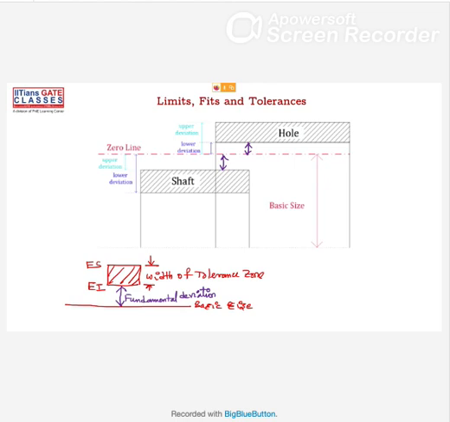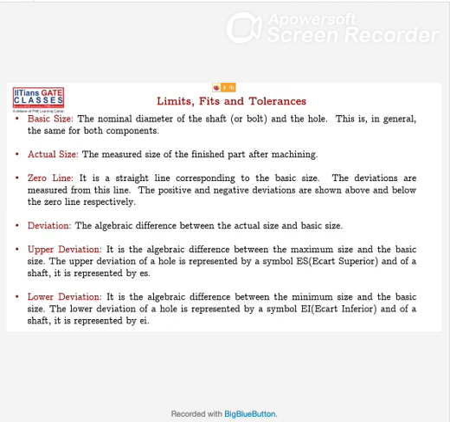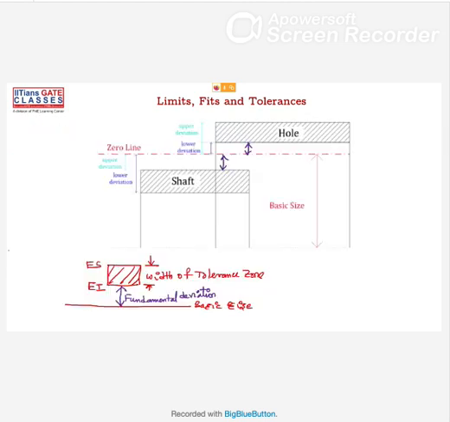Yes, basic size is the theoretically exact size. You're right. What's ES and EI again? ES is the limit which represents the upper deviation, and EI is representing the lower deviation. Okay, guys. So this is your basic, the fundamental deviation.